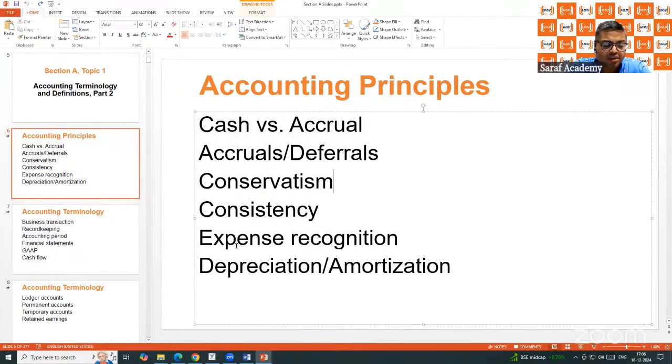Consistency. Consistency means accounts need to be prepared by following the same principle again and again. Suppose we are following the straight line method for depreciation. We need to follow the straight line method year after year. Suppose we are following the FIFO method for inventory valuation. We need to follow the FIFO method year after year. We can't change it. When the accounts are not prepared by the same principle consistently, then the comparison of one year with the other year is not possible.